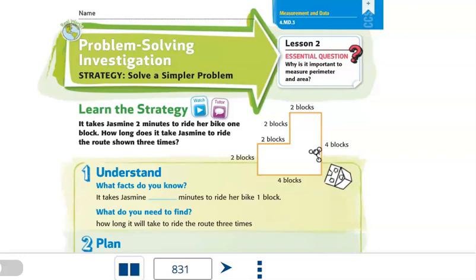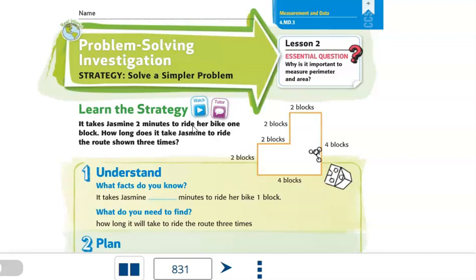Okay, we're on chapter 13, lesson 2. This is page 831, and we are problem solving, and the strategy today is solve a simpler problem, or you could think of it as breaking the problem down into more manageable bits. Okay, so here's an example of a complicated problem that we're going to solve by solving a simpler one, or breaking it down.